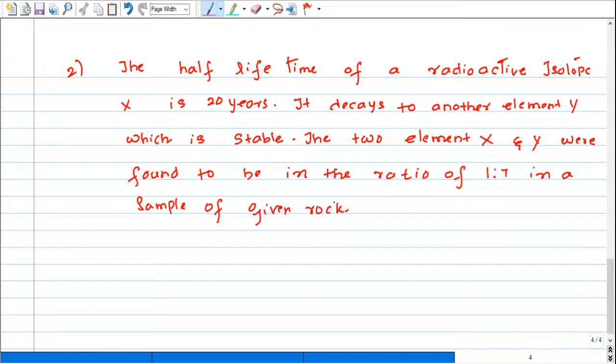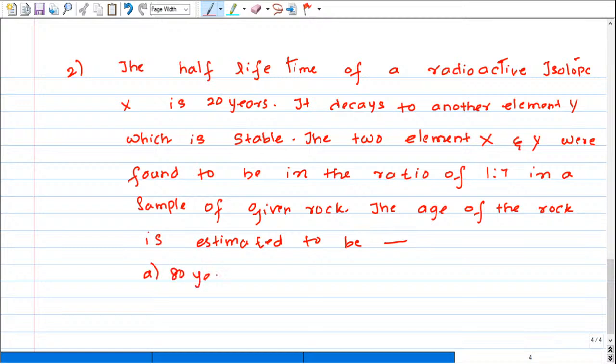Now let us see what is the question. The age of the rock is estimated to be dash. Option A is 80 years, option B is 100 years, option C is 40 years, and finally D is 60 years.